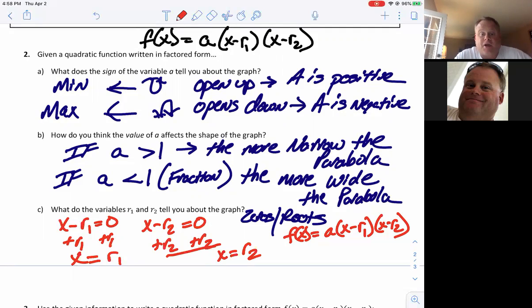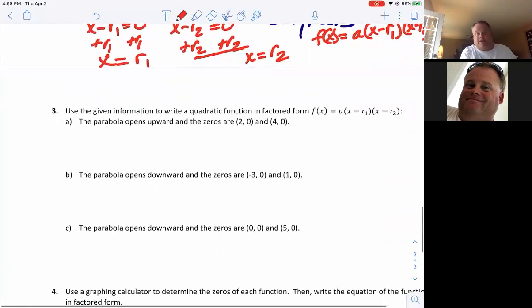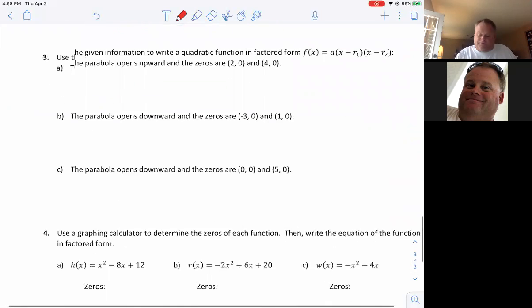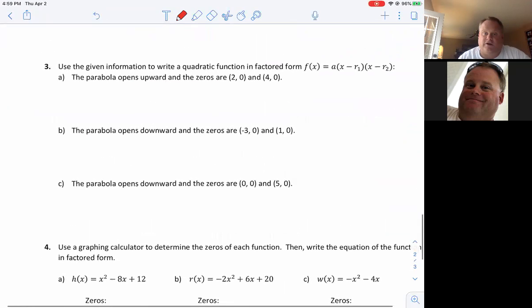Okay? All right, so let's do a few of these so you get it. Okay? And this will be our last page. Okay? So here we go. Use the given information to write a quadratic function in factored form. A is outside of x minus R1 times x minus R2, right? Sorry, I went too far. There you go, what I was reading. So now, the parabola opens upward, and the zeros are (2, 0) and (4, 0).